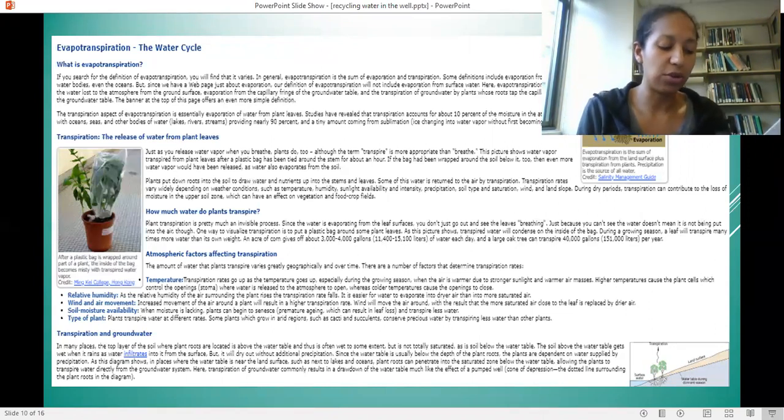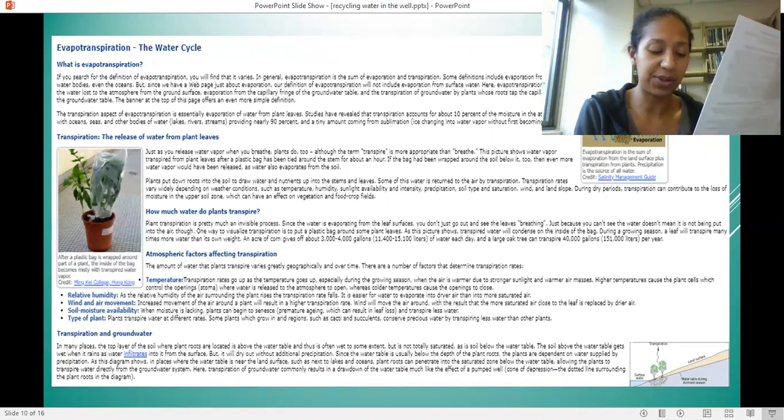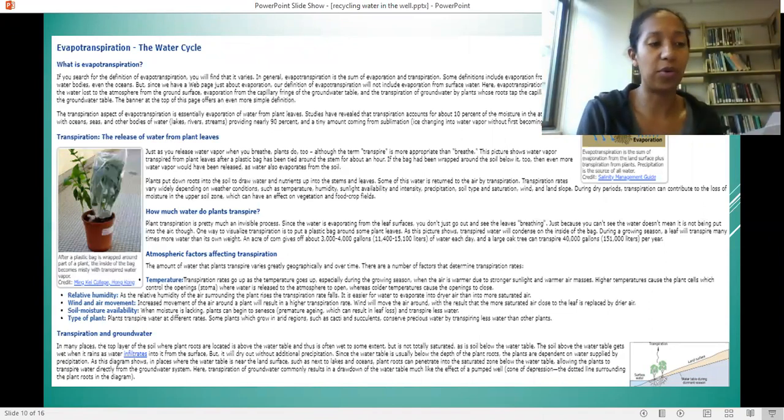Plants put down roots into the soil to draw water and nutrients into the stem and leaves. Some of this water returns to the air by transpiration. Transpiration rates vary widely depending on weather conditions such as temperature, humidity, sunlight availability and intensity, precipitation, soil type, and saturation. During the dry period, transpiration can contribute to the loss of moisture in the upper soil zone, which can have an effect on vegetation and crop fields.